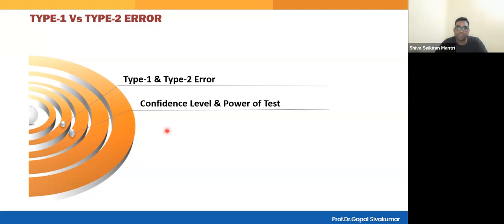There is one more thing, power of the test. The null hypothesis is false and you are able to detect it correctly. That is called the power of the test. The item you are inspecting is bad and your inspection has enough power to detect it. Do all of you understand what confidence level and power of the test are?